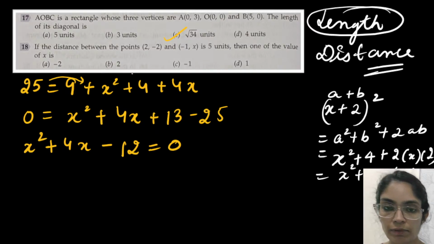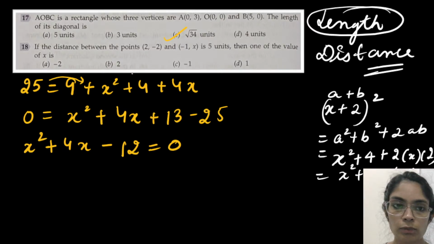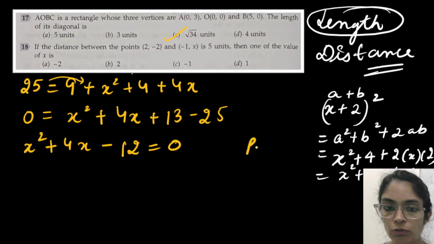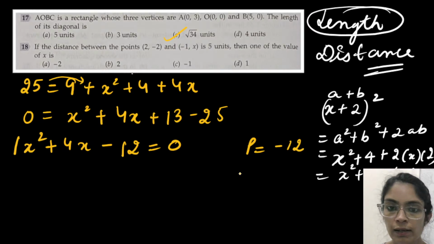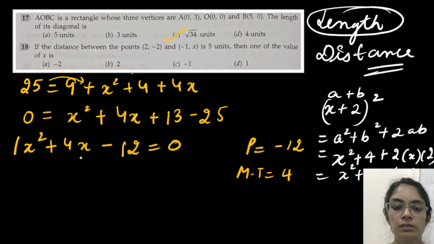If till here anyone has any doubt, you can tell me. So quadratic equation I am solving now. Product of first and last: first is 1 into minus 12, which is minus 12, and the middle term is 4. We'll split the middle term in such a way that the product of those numbers should be minus 12 and their addition should be equal to 4.